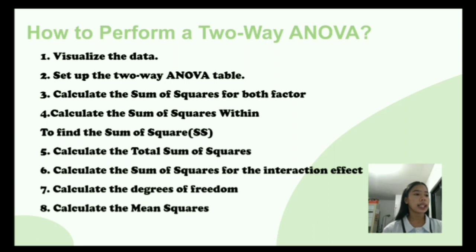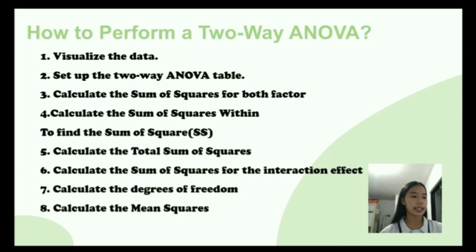Fourth, calculate the sum of squares within. To find the sum of squares for the within rows, first calculate the sum of squares for all the combinations of factors. Fifth is to calculate the total sum of squares. To find the total sum of squares, apply the sum of squares formula to the response variable for all observations and use the total mean as calculated in step 1.